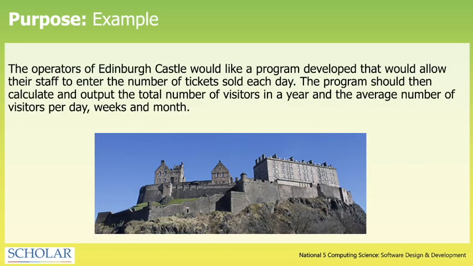If we have a look at an example here, the operators of Edinburgh Castle would like a program developed that will allow their staff to enter the number of tickets sold each day. The program should then calculate the output, the total number of visitors in a year, and the average number of visitors per day, week and month. So we can see there really clearly this purpose states what this program should do. And from this purpose statement, we can identify the functional requirements of our program.